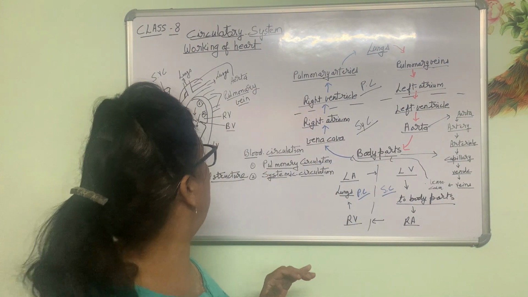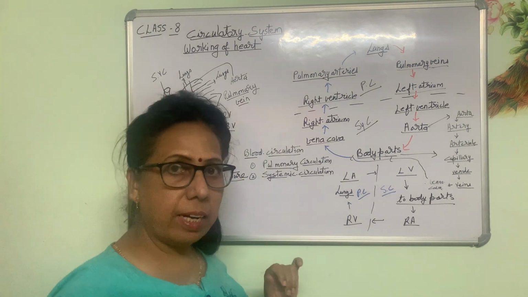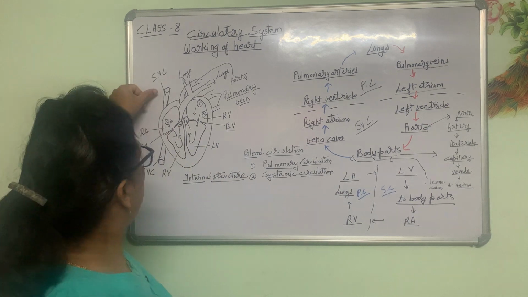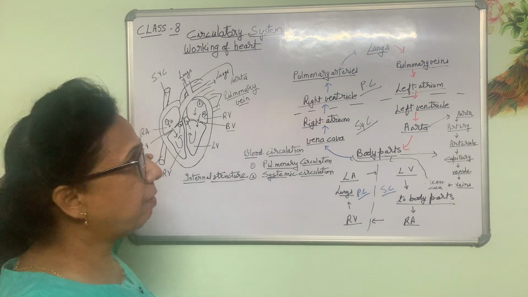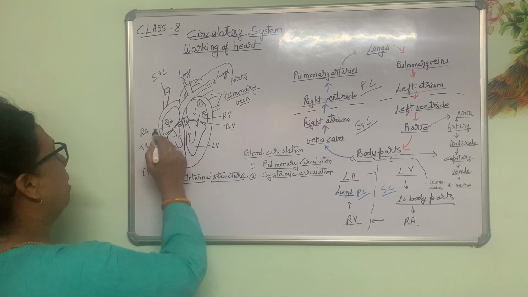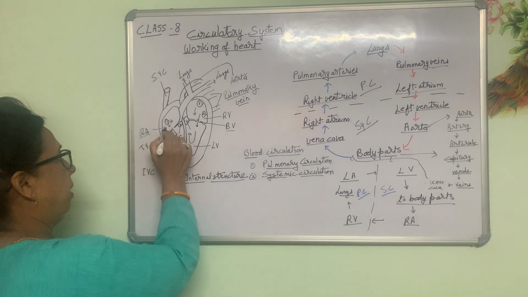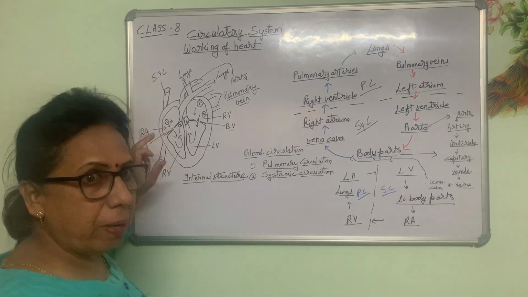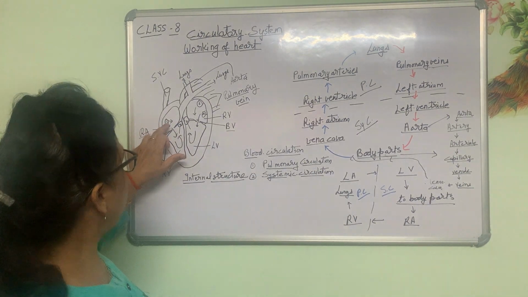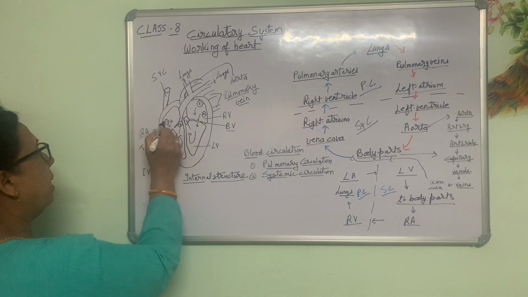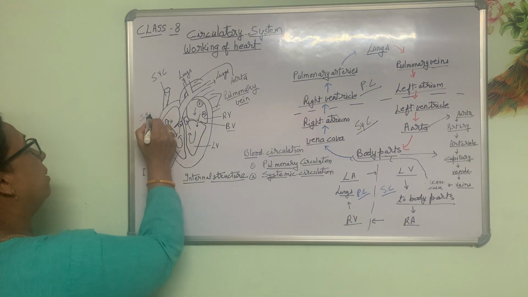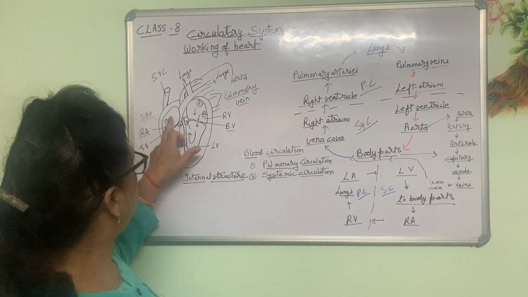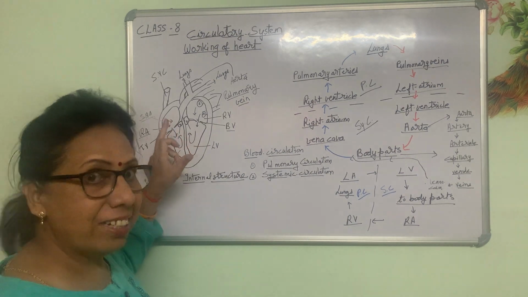As we have already studied the internal structure of the heart, blood is poured by two vena cava, superior vena cava and inferior vena cava, into the right auricle through the pore present, the sinoatrial aperture. This is the sinoatrial aperture. Here both the vena cavas open commonly and pour their blood into the right atrium.